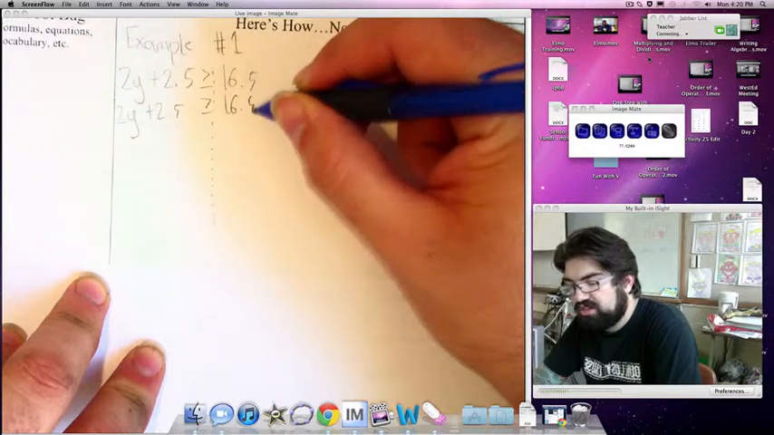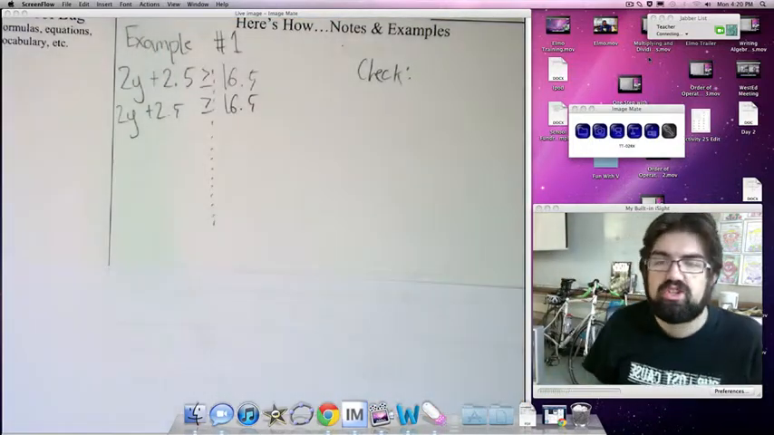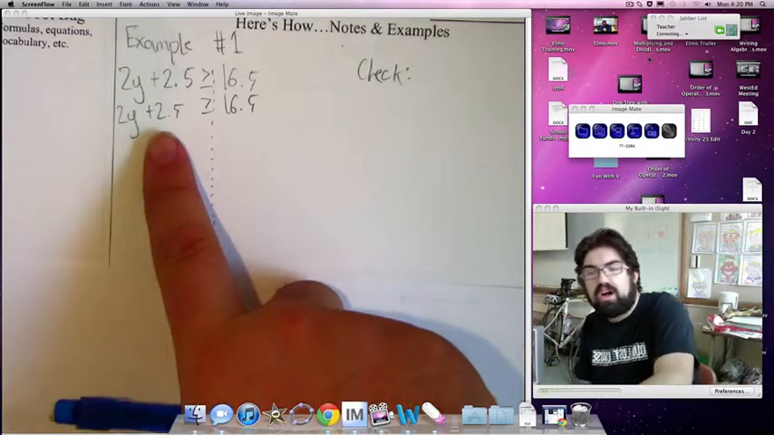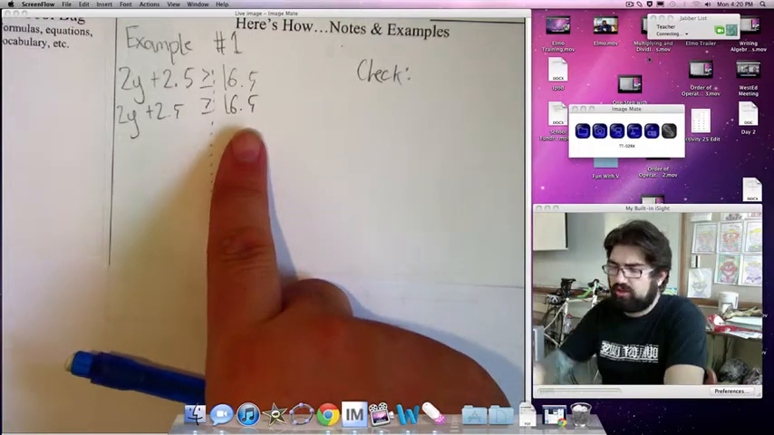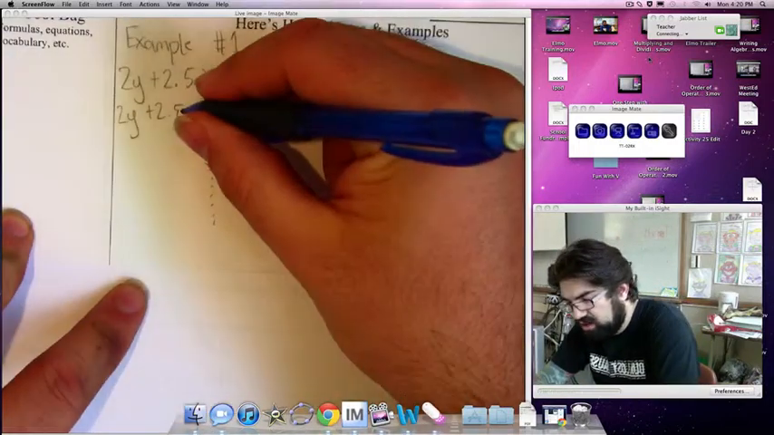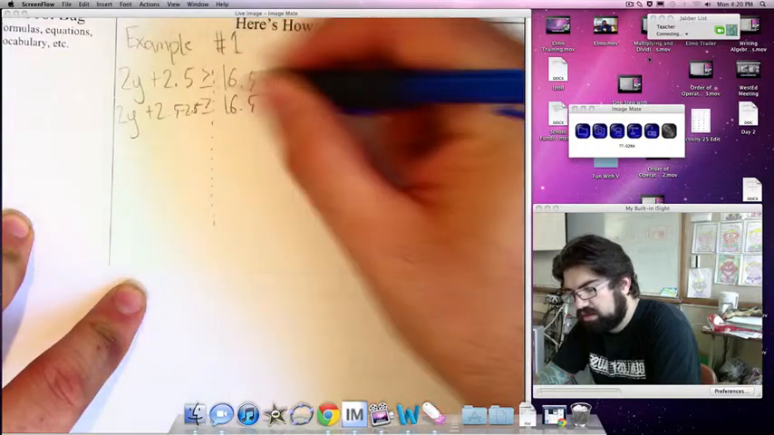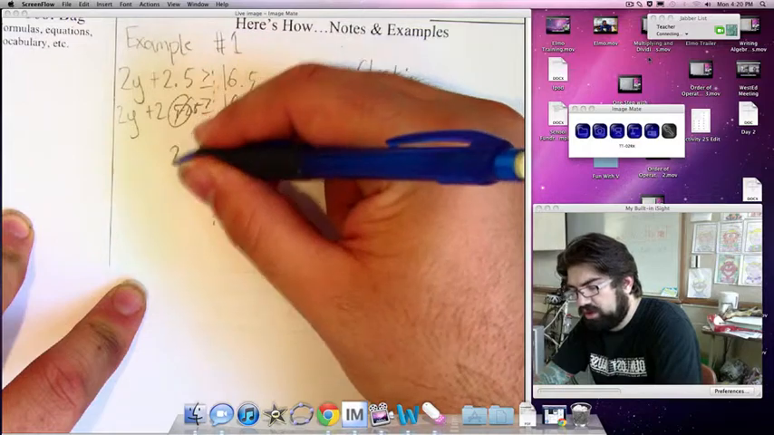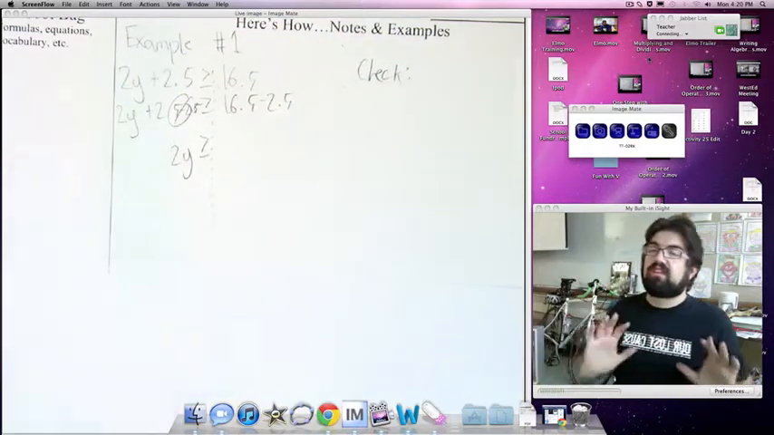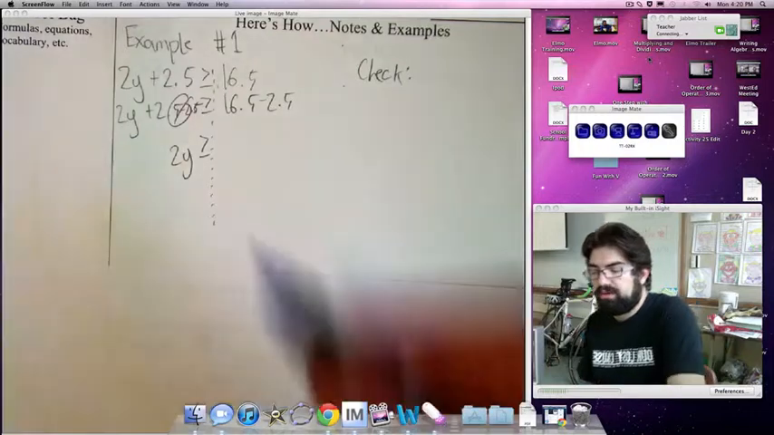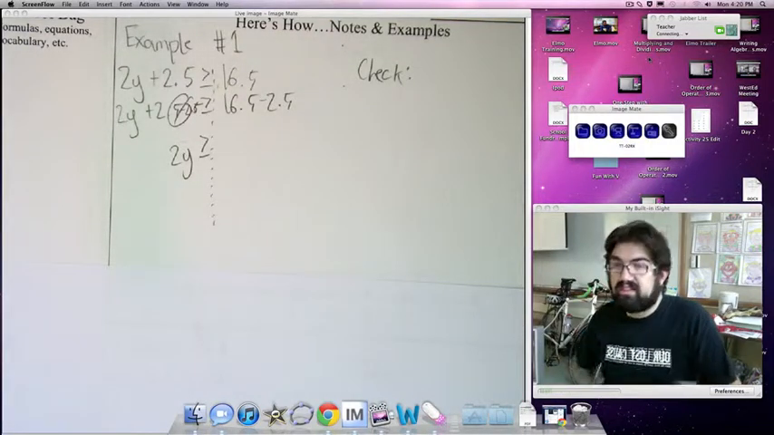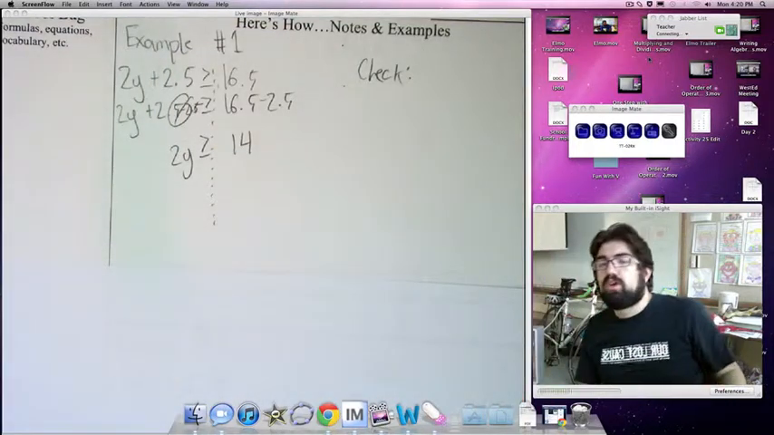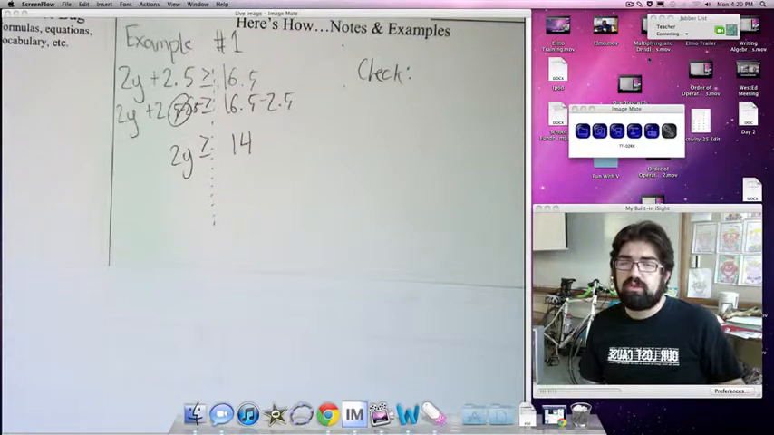And again, we're just going to pretend that it's just like an equation. What would you normally do on an equation? I would move the constants all to one side. So instead of plus 2.5, I'm going to subtract 2.5 from both sides. All I would have left, well, this is 0, 2y that is greater than or equal to, that doesn't change. 0.5 minus 0.5 is 0, so we're good. And 16 minus 2 is 14. So now I know 2 times y is greater than or equal to 14.